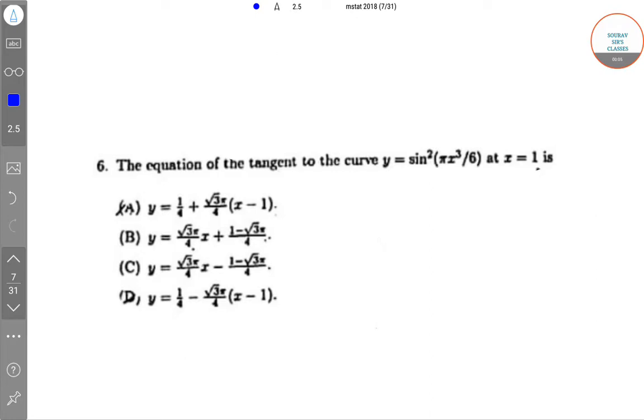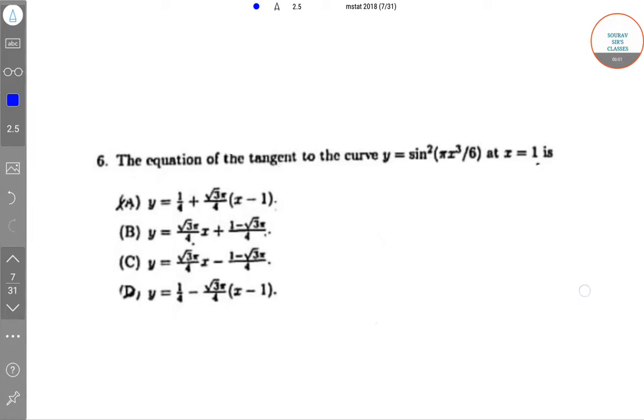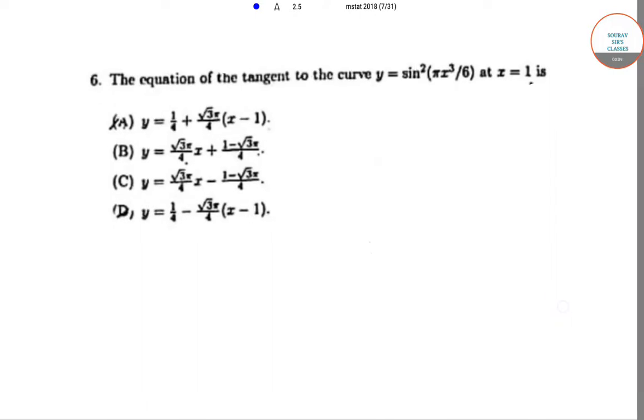Today we'll be solving the ISI Mstat question paper from the year 2018. Today we'll be solving question number 6.